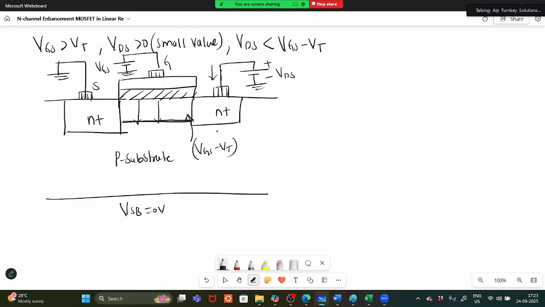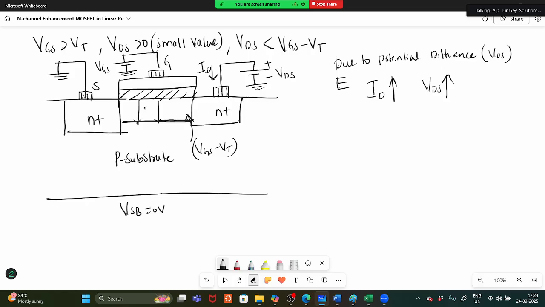Due to a potential difference, an electric field is developed. Potential difference means you are applying some VDS. Due to this VDS there is an electric field, developed from the drain to the channel. Due to this there is a drain current. ID increases as VDS increases.